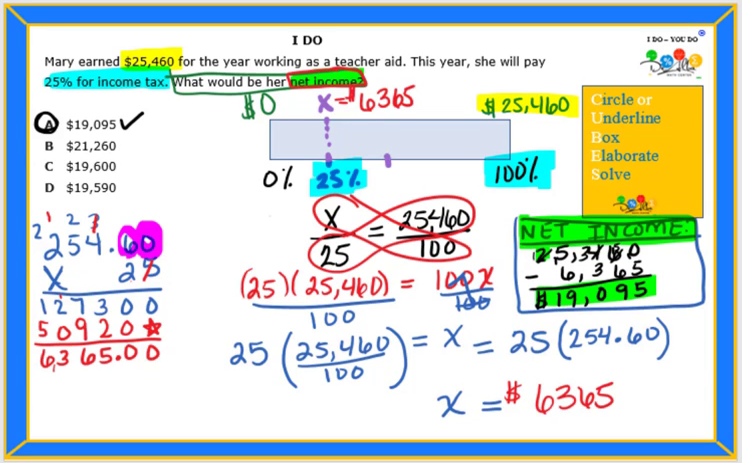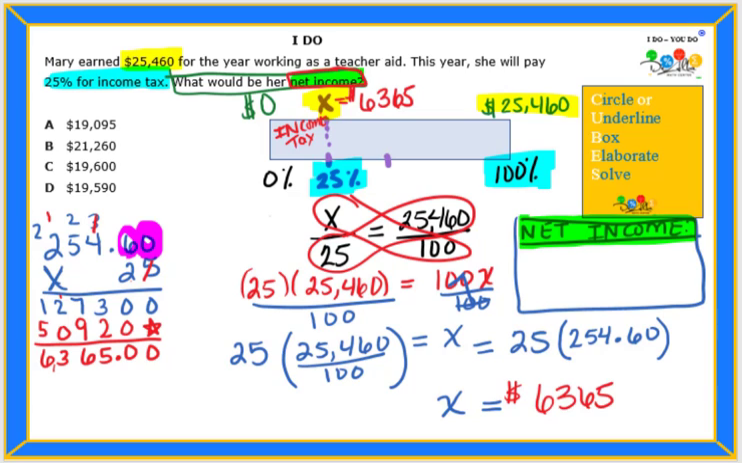So since we have figured out that $6,365 is the income tax, I'm going to mark that here. We might think that we are done because we've done a percent box. But let's look at the question again. The question said, what would be her net income? So remember, we are looking for the net income, not just the tax amount.